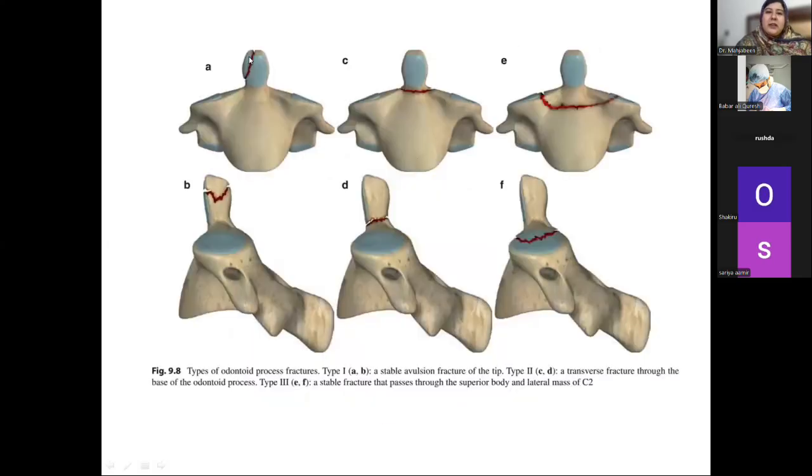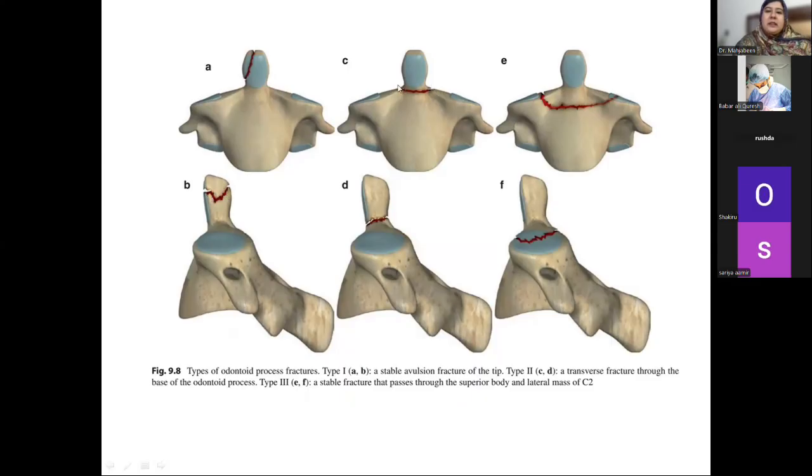So again, this we can see, this is the tip. This is the front view, that is the coronal view, and this is the sagittal view, the lateral view. So again, the tip of the odontoid, here also we can see the tip of the odontoid. So that's a type 1 fracture.